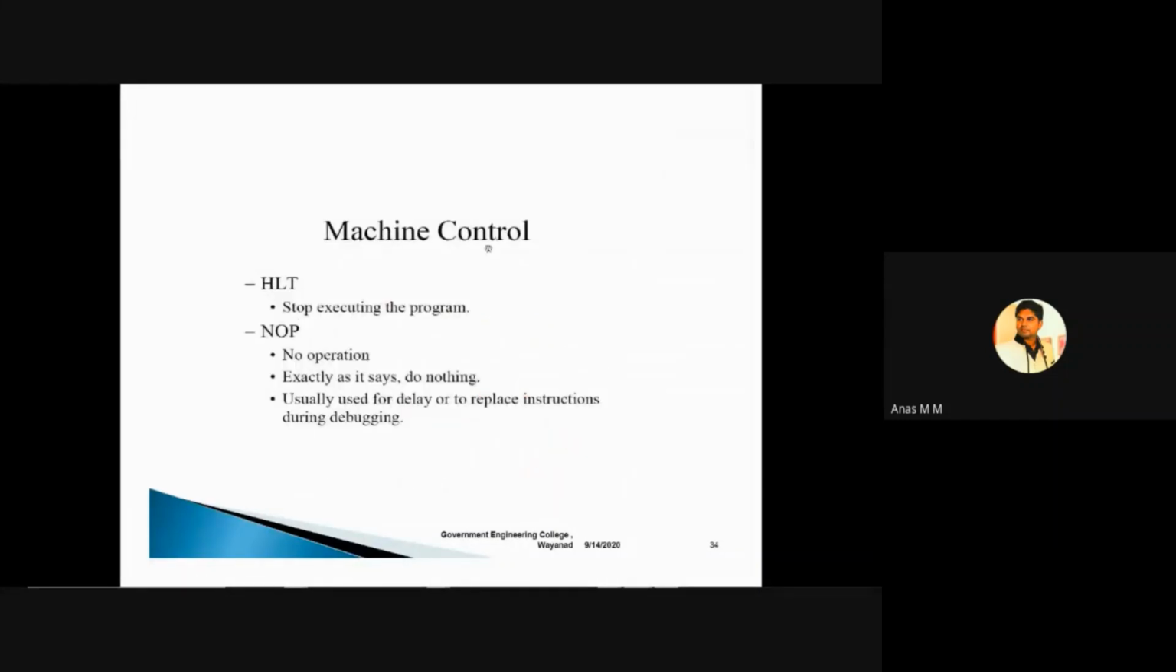Then machine control operations, I already mentioned. Among them, if you use the HLT instruction, it stops executing the program. So whenever we program the 8085, after the final instruction we use HLT to stop the execution. And another is NOP. NOP means no operation. We are not executing anything, but the system has also not stopped the execution. It is simply sitting in an idle way.